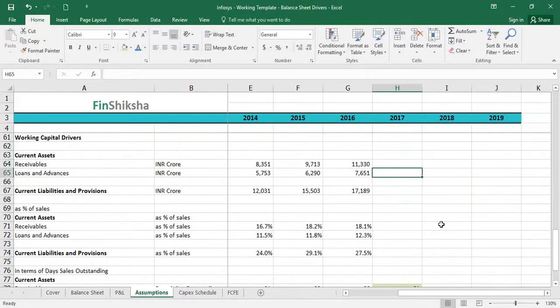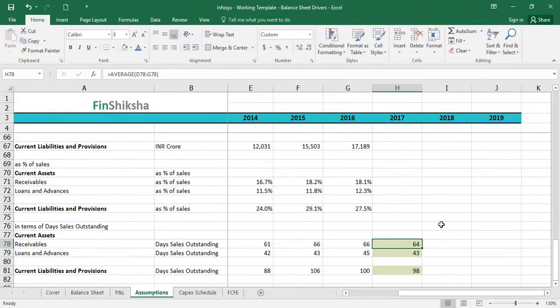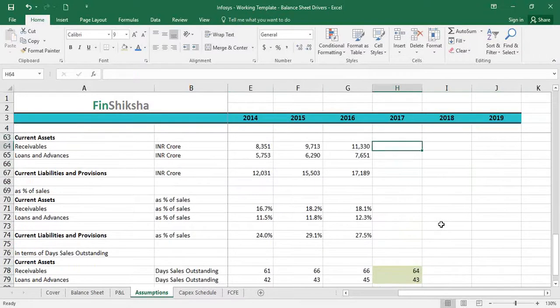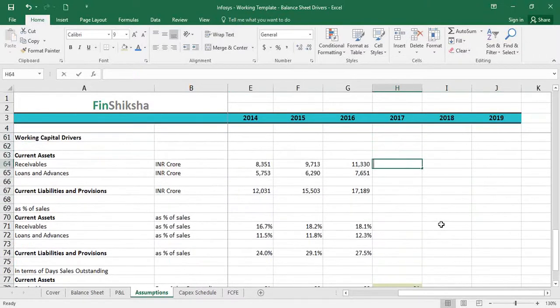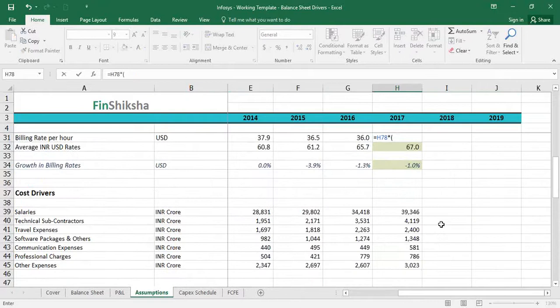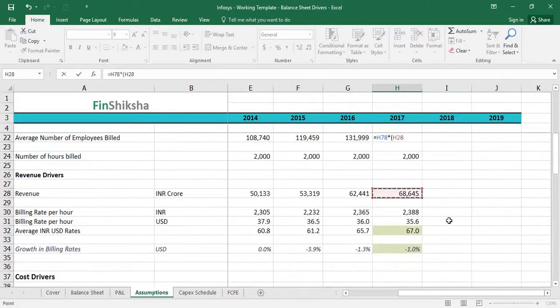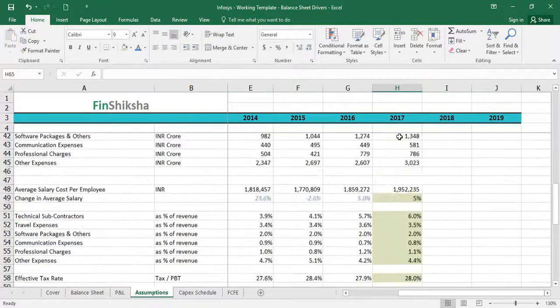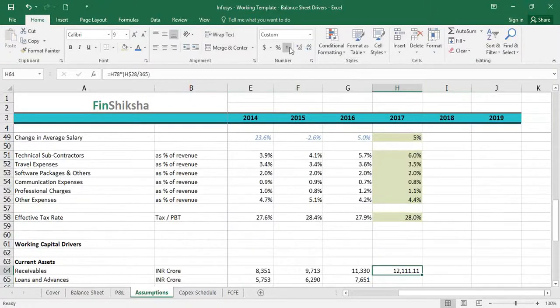receivables, right? 66 days worth of sales, 64 days worth of sales. How do I find that? I can find my receivables as 64 days multiplied by sales per day. What is sales per day? What's my revenue? This divided by 365, correct? And in this equation, I just need to freeze the row, but not the column. So we get our receivables number as 12,111.